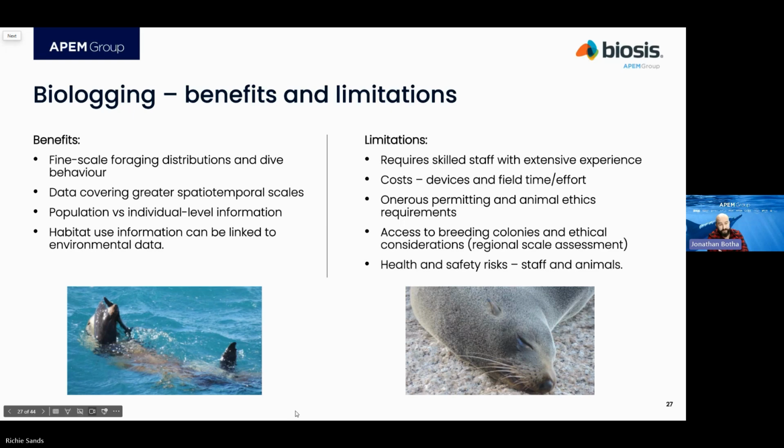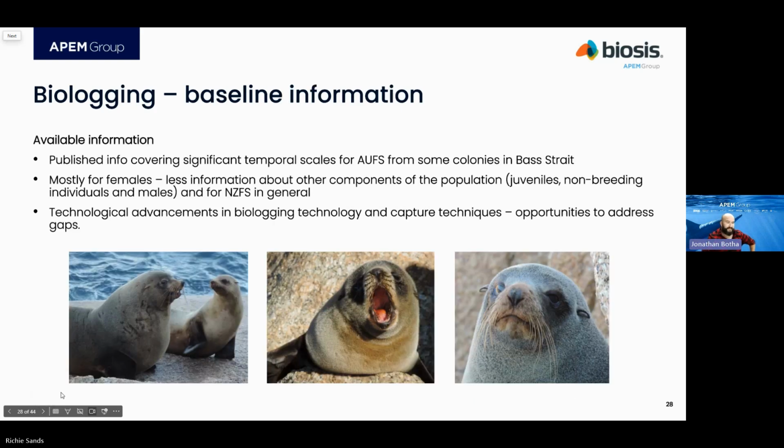So there's a lot of boxes that you do need to tick in that space. Another consideration here is access to breeding colonies and the ethics around that, the ethics around how many animals can be deployed. And because of this, biologging, at least from a colony perspective, is something that lends itself more to a regional scale assessment. And then, of course, there are health and safety risks, both for the staff as well as the animals. Next slide, Richie.